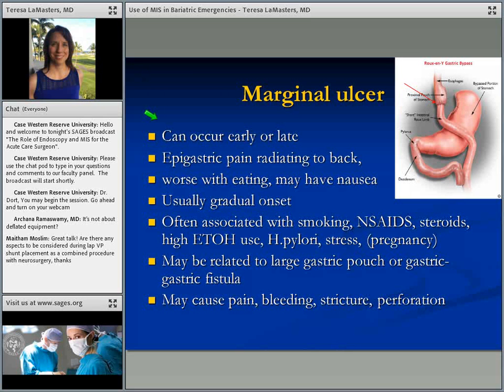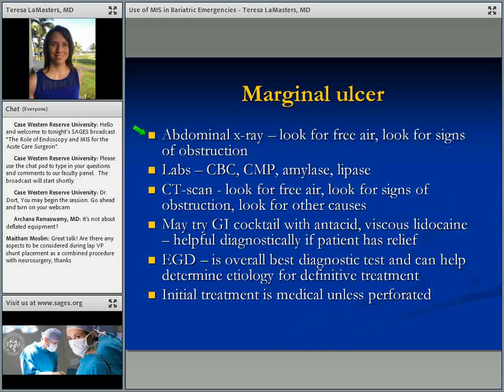It can cause pain, bleeding, stricture, perforation. Abdominal x-ray is pretty much only helpful to rule out a perforation or looking for signs of free air. CT scan, really the same thing. You're proving first that there's no obstruction and other causes, but really you can also determine if there's an actual perforation of the marginal ulcer.